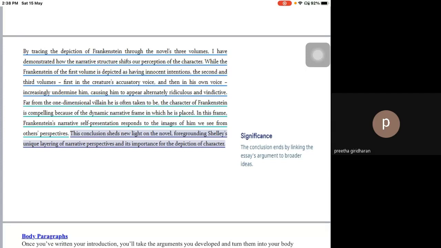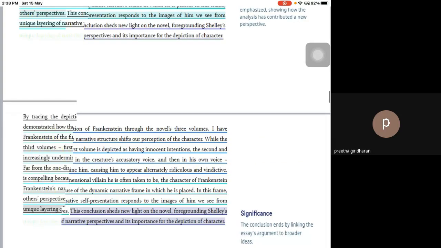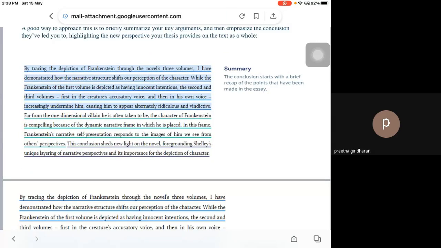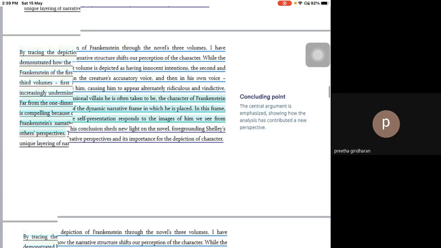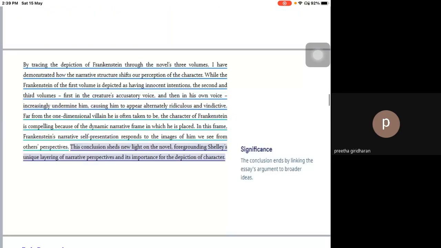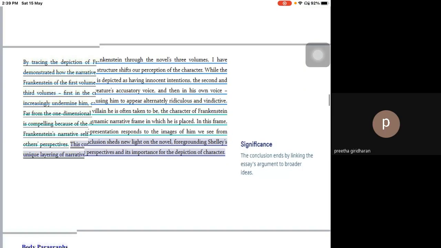Now look at this, the highlighted area there. This conclusion sheds new light on the novel, foregrounding Shelley's unique layering of narrative perspectives and its importance for the depiction of character. So this is how we write a concluding paragraph. We begin by making a summary, recapping the points that we made in the essay. Then we make the concluding point, which is a central argument, which is emphasized again and showing what is the stance that we have taken, what is the point we have emphasized, and we end it by talking about the significance of the points that we have made to a wider perspective. Okay, in a larger picture, how is this significant? So this is a way in which a concluding paragraph should be written.